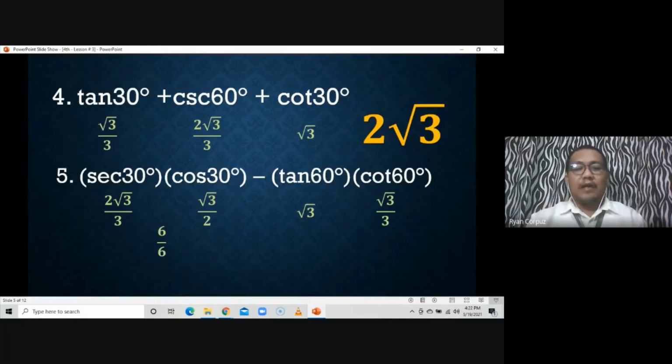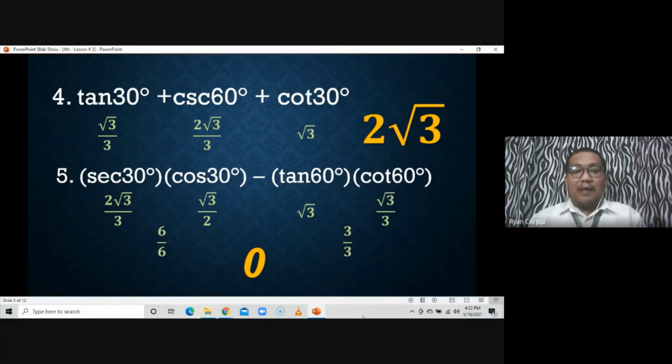While on the other side naman, product niyan, tangent 60 degrees times cotangent 60 degrees. So, multiply mo, square root of 3 over 1 times square root of 3 over 3. Square root of 3 times square root of 3, you'll come up with square root of 9. Ano ba ang square root ng 9? That is 3 over 1 times 3 is 3. So, magkakaroon tayo ng product there na 3 over 3. 6 over 6, when simplified, that would be equal to 1, right? While 3 over 3, when simplified, that's also equal to 1. Subtract it. So, what would be 1 minus 1? So, 1 minus 1 is equal to 0.